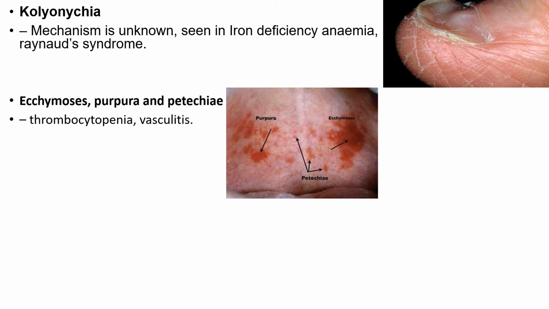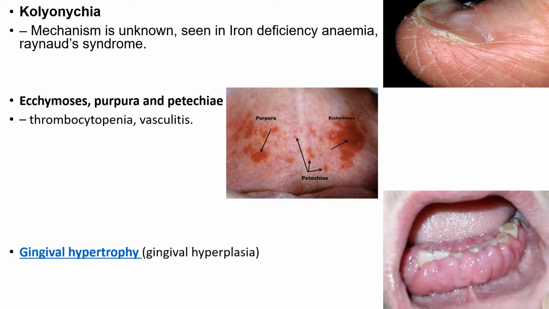Thrombocytopenia is a reduction or an abnormally low quantity of thrombocytes in the blood, and as we all know, thrombocytes are our platelets responsible for blood clotting, so it stands to reason that if there's not enough platelets hanging around to do the job, then you're going to get little hemorrhages under the skin and bruising.